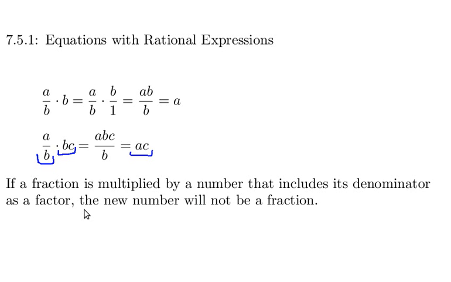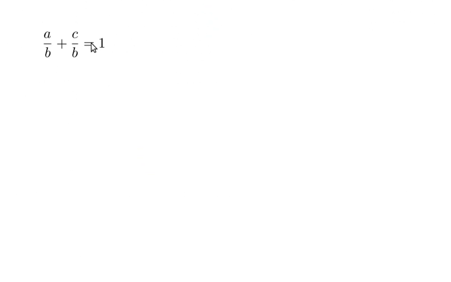Let's look at a very simple equation involving fractions. Let's say we have a over b plus c over b equals 1. The goal right now, I'm not talking about solving it. I just want to know how I can rewrite this such that it has no fractions left over. It's just a simple equation. Well, we can multiply both sides of the equation by b.